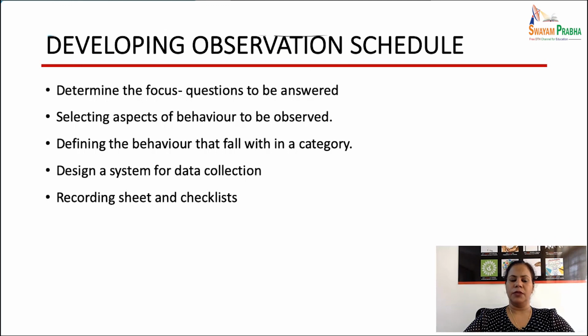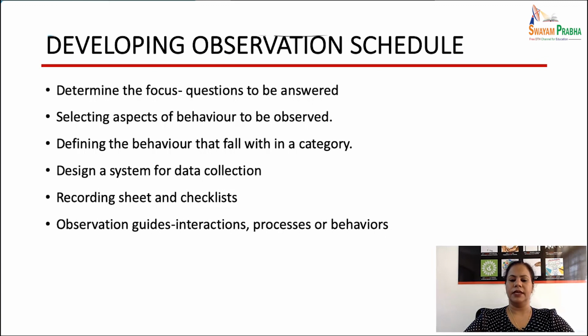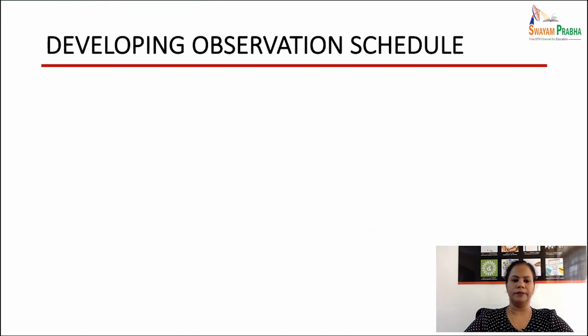Then you need to prepare the recording sheets, checklists, and observation guides, which describe the type of interactions, processes, or behaviors you will be observing. An observation guide is useful when more than one person is observing, so that there is no difference in observation. While observing, you will also prepare field notes, where you document all the processes or events which have happened during your observation.